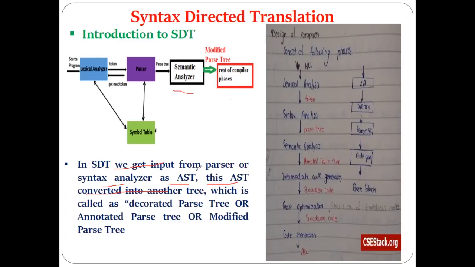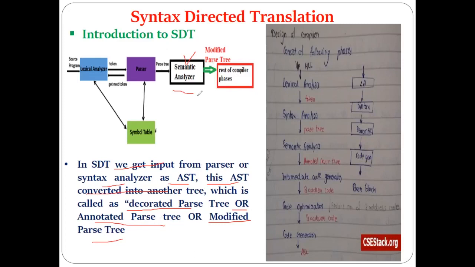When syntax directed translation is happening in semantic analysis, that other parse tree is referred to as the decorated parse tree, or annotated parse tree, or modified parse tree. So you should keep in mind that the output generated by the semantic analyzer can have these different names, like decorated parse tree, annotated parse tree, or modified parse tree. These names indicate that the semantic analyzer receives a parse tree or abstract syntax tree from the syntax analyzer, does some changes in that particular parse tree, and then generates a modified parse tree, which is also referred to as a decorated or annotated parse tree.